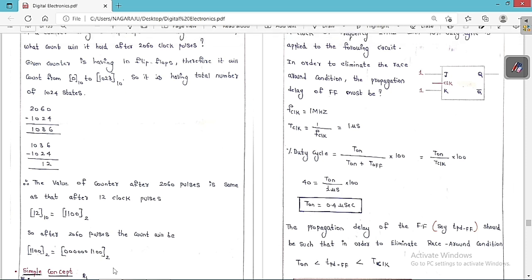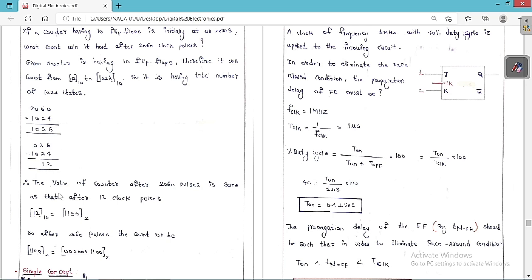This is the point that you always have to keep in your mind: whatever counter we assume, it is basically an up counter. This is a very important point. Whatever we have done is very simple. The given counter has 10 flip-flops, so it will count from 0 in base 10 to 1023 in base 10. It has a total of 1024 states. We subtract 1024 from 2060 and get 1036. Again we subtract 1024 from 1036 and get 12.